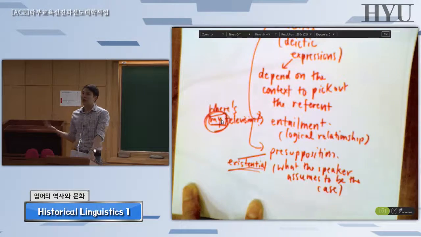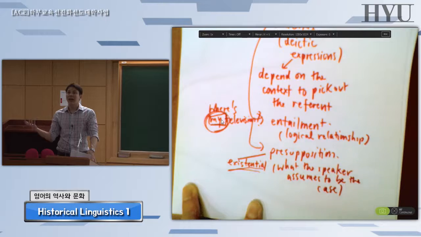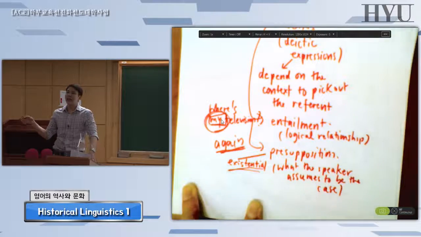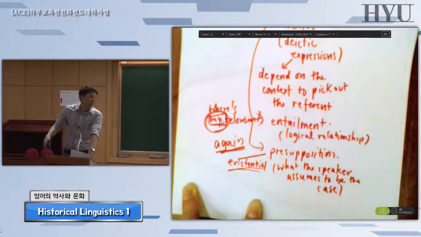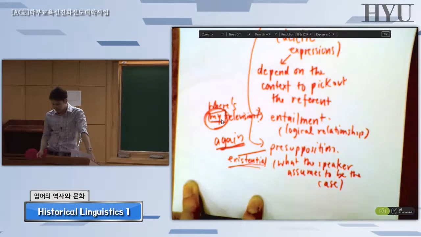And there are other things that trigger a presupposition, words like again. When you say, let's do it again, the word again means that something already happened before. Let's read again. It means that we read it already at least once.